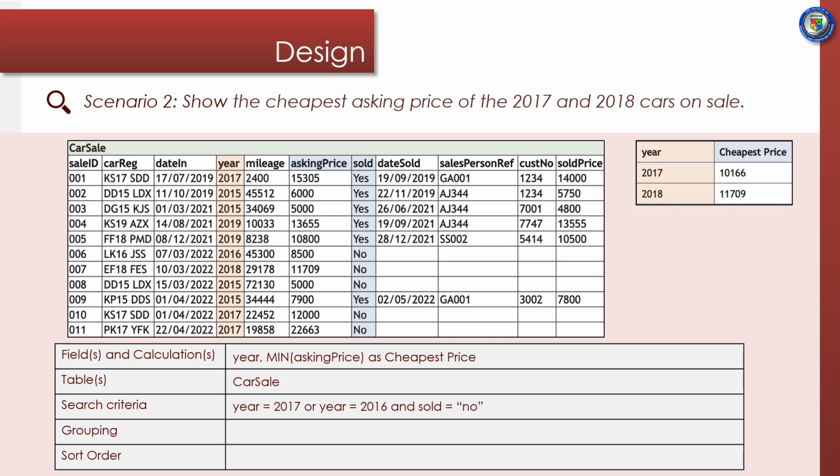We have some criteria in this case. The years have been defined as either being 2017 or 2018, and we can see that with year equals 2017 or year equals 2018. We also have another part of the criteria which says cars which are available for sale. In this case, the sold field will have to be no.